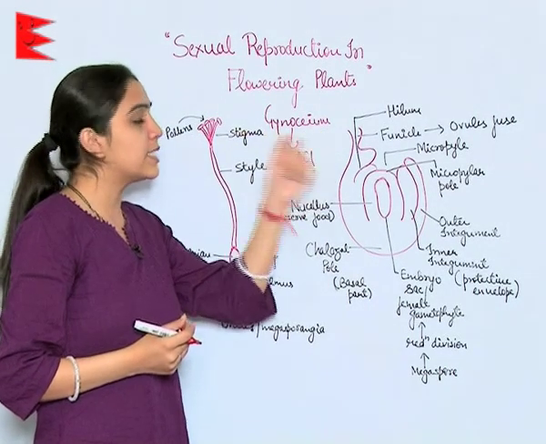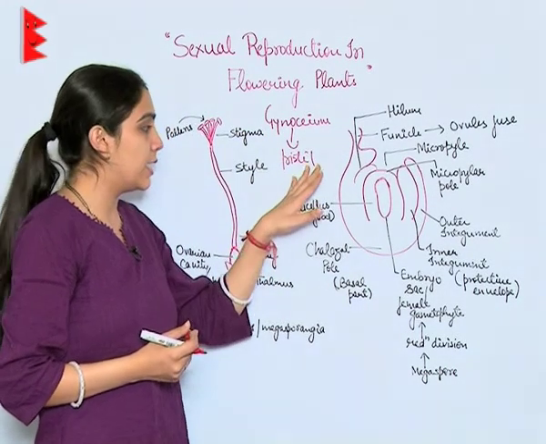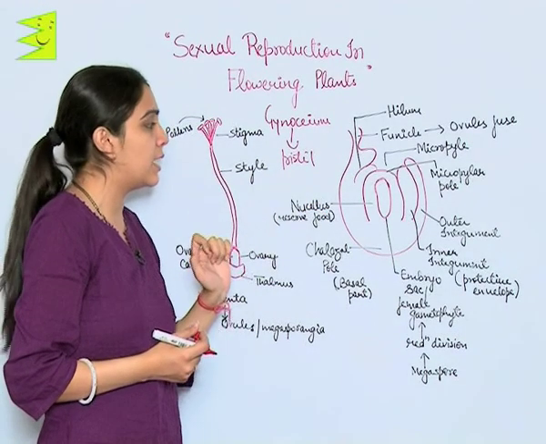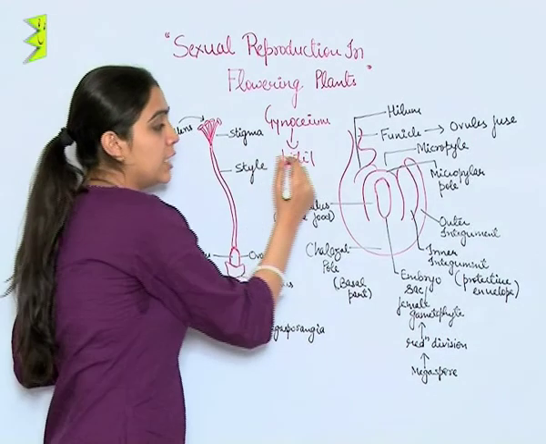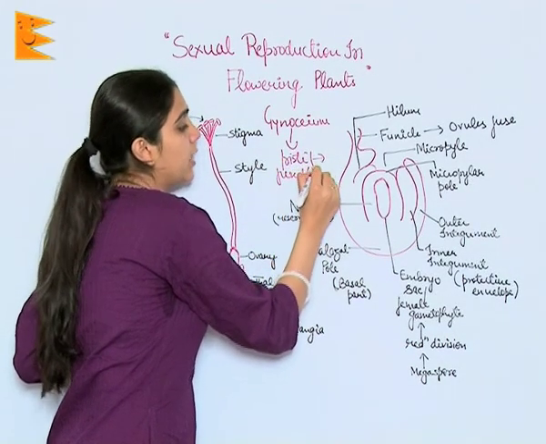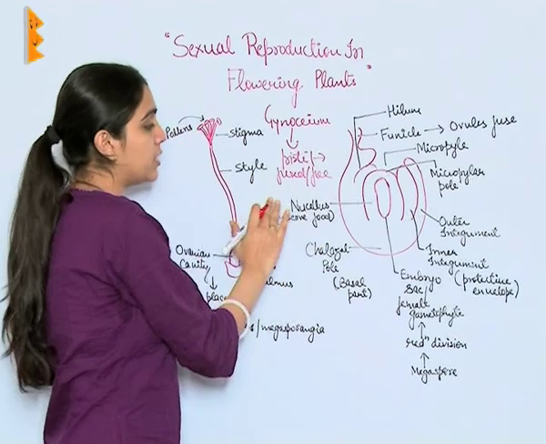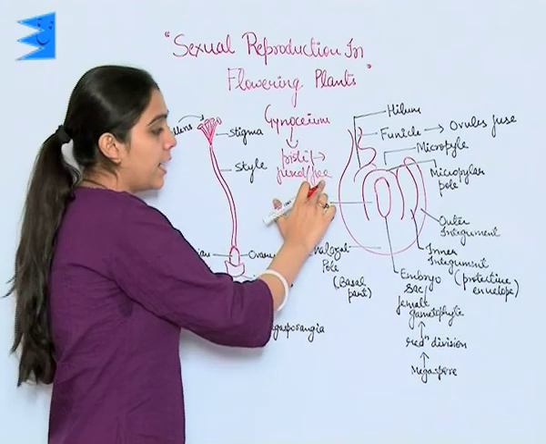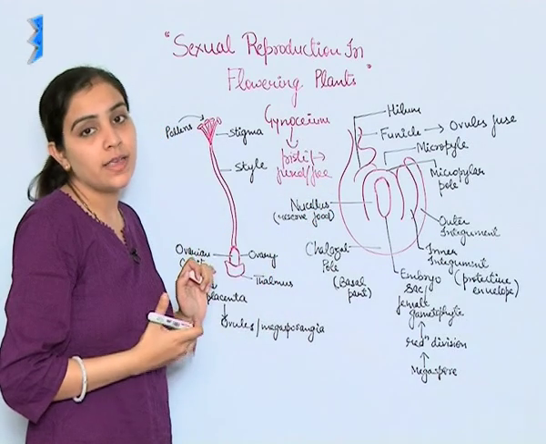The gynoecium which has a single pistil is known as monocarpellary, and the one with multiple pistils is known as multicarpellary. Further, these pistils can be fused or free. If the pistils are fused, it is known as syncarpous, and if they are free, it is known as apocarpous.